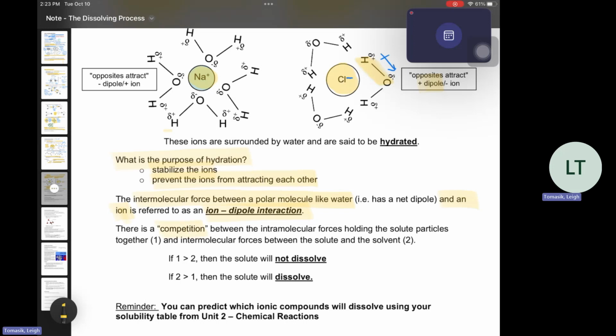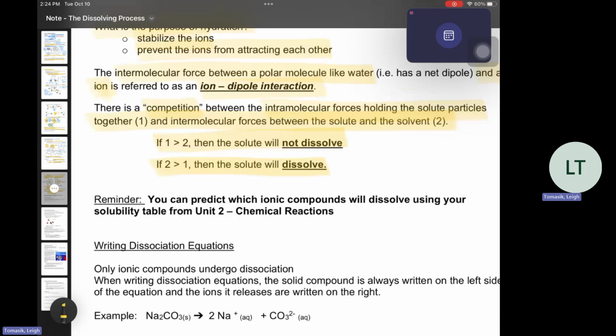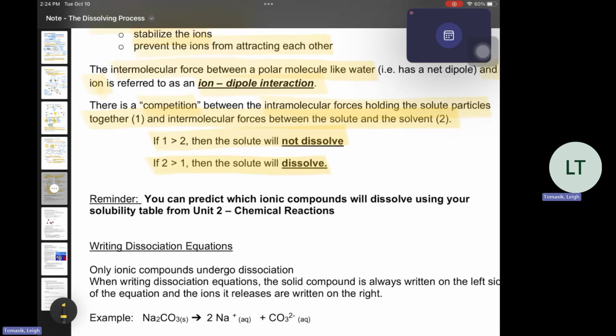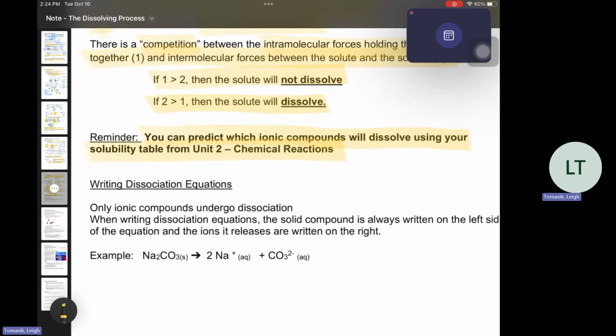There is competition between the intramolecular forces holding the solute particles together and the intermolecular forces between the water and the salt. If the forces holding the solute particles together are stronger, it doesn't dissolve. If the forces attracting the solute particles away from each other are stronger, it will dissolve. As a reminder, you don't have to think about this too much because you can predict which ionic compounds will dissolve using your solubility table from Unit 2, the Chemical Reactions Unit. And only ionic compounds undergo dissociation. We'll look at covalent compounds next.